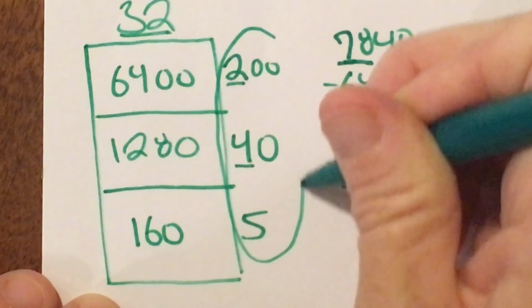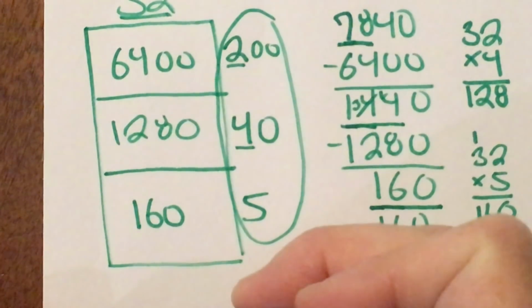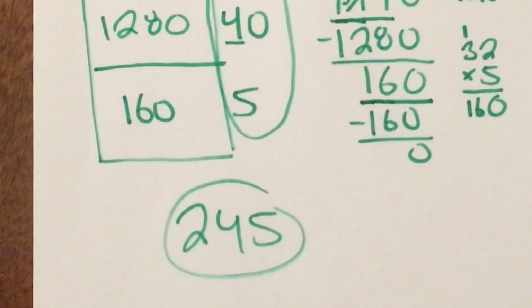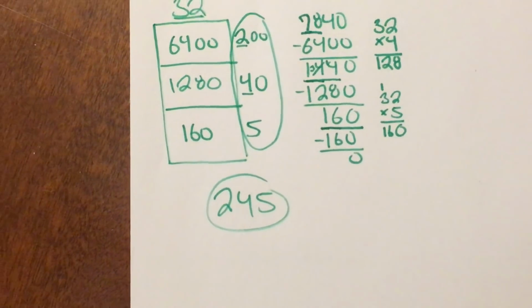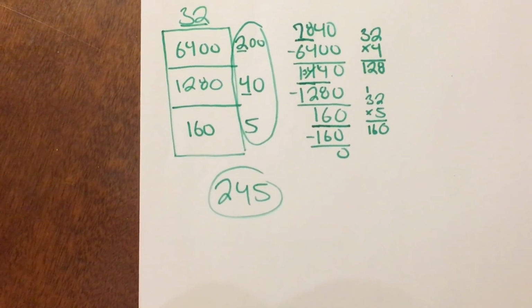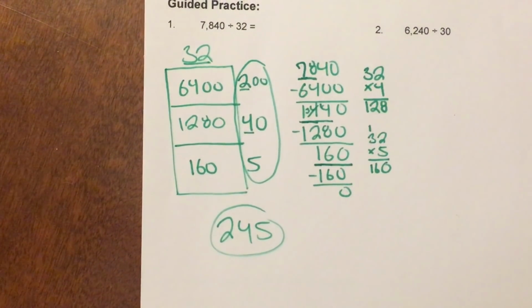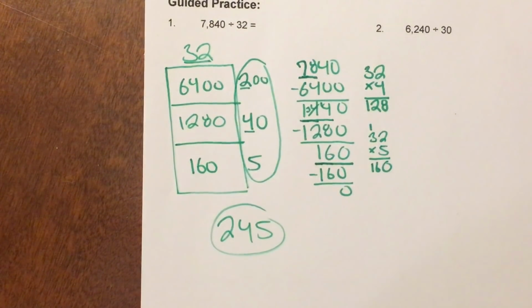So 5 times 32 is 160, and I'm finally left with nothing. So here's my answer. My answer is 245. Oops, you didn't see it. Sorry, 245. So my steps are all the same. The big difference is you're going to need to do a little bit of side work on these. It's going to take a little bit extra effort to solve them. Okay, so let's try another one.